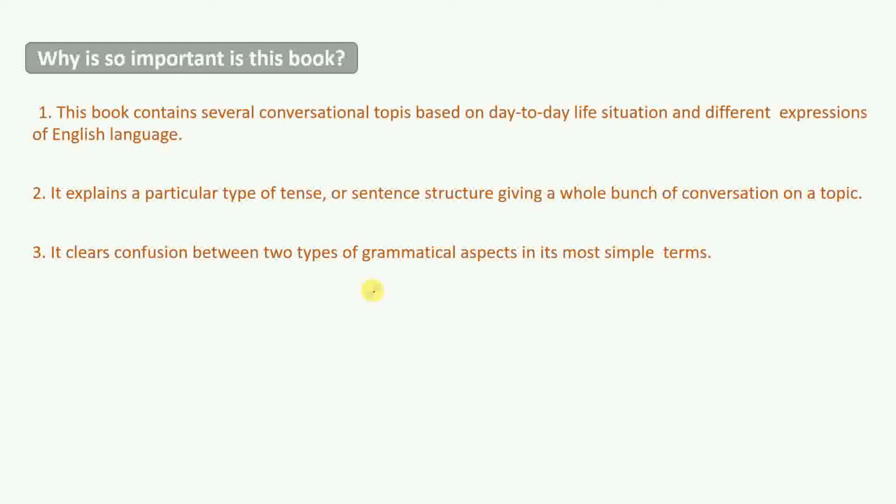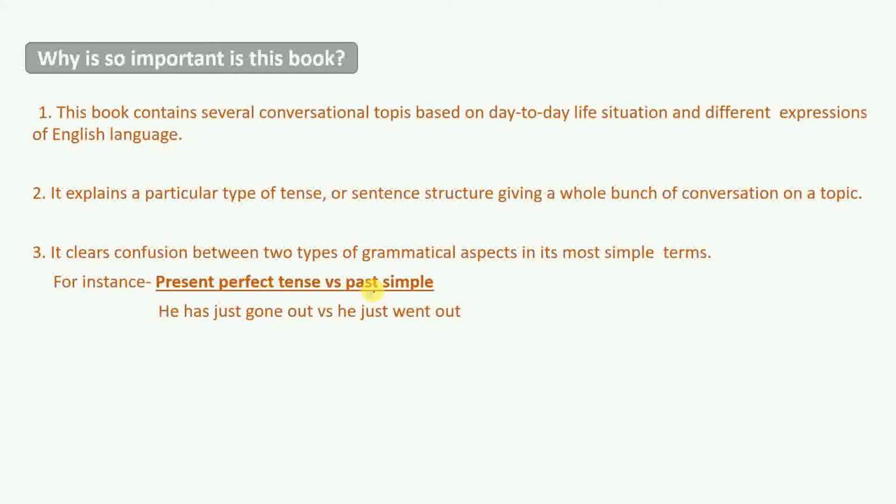Now the third is it clears confusion between two types of grammatical aspects in the simplest terms. For instance, the difference between present perfect and past simple tense. It's very confusing for beginner level students. For example, he has just gone out and he just went out. So what's the difference between these two sentences?